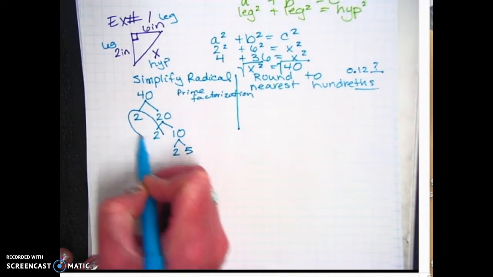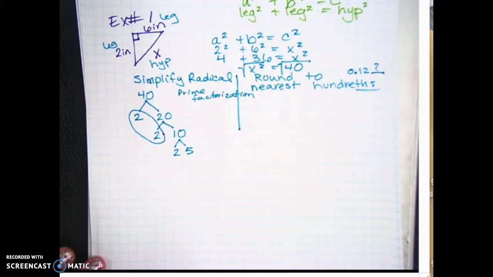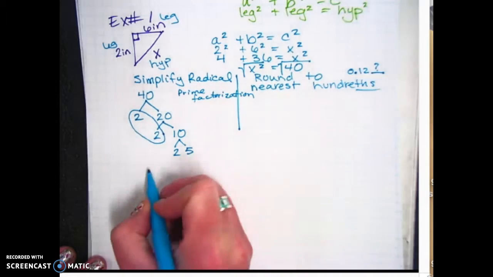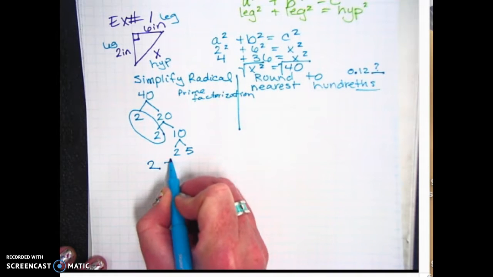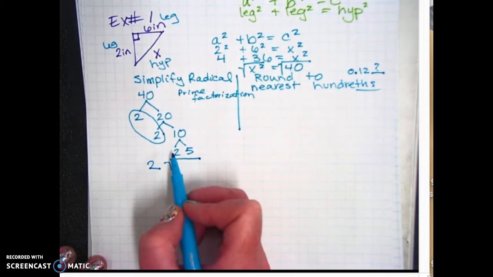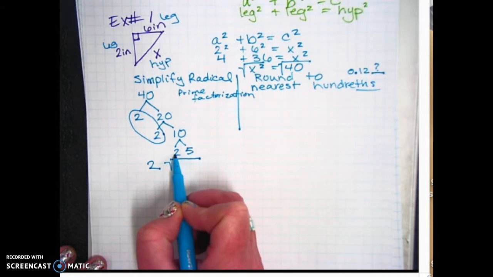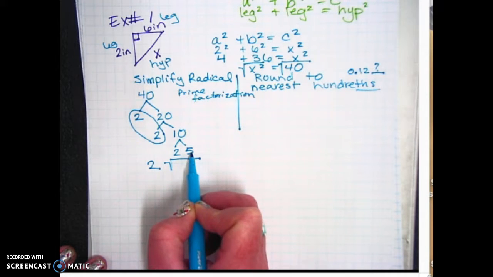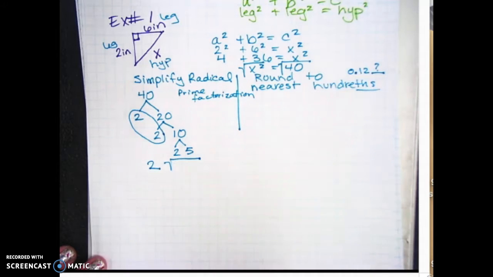So I have a pair of 2's. You multiply 2 times 2, and then you take the square root of it. You're taking the square root of 4, which is 2. So you're going to take out one of those and put it in front of the radical. Anything that does not have a pair, like this leftover 2 and this leftover 5, they have to stay under the radical, and you just multiply them together.